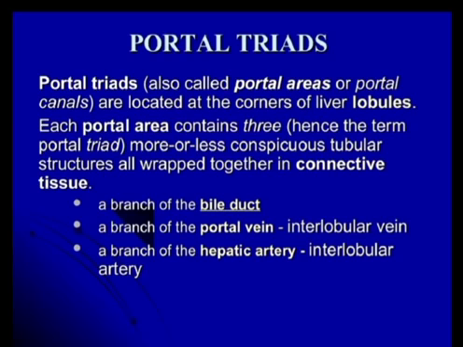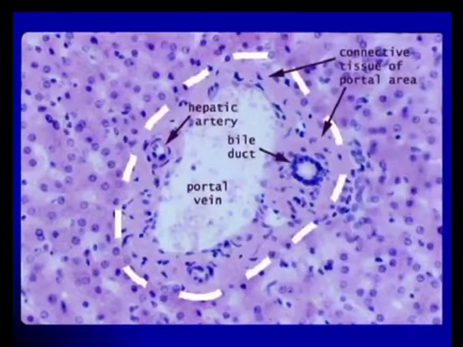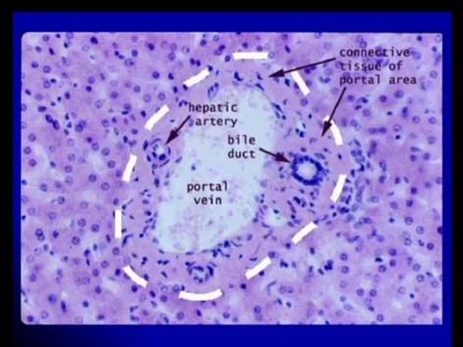What is the portal triad? Portal triads, also called portal areas or portal canals, are located at the corners of the liver lobules. Each portal area contains three, hence the term portal triad, more or less conspicuous tubular structures, all wrapped together in connective tissue. There is a branch of the bile duct, a branch of the portal vein, that is the interlobular vein, and a branch of the hepatic artery, that is the interlobular artery. You can see the hepatic artery, bile duct and the portal vein.